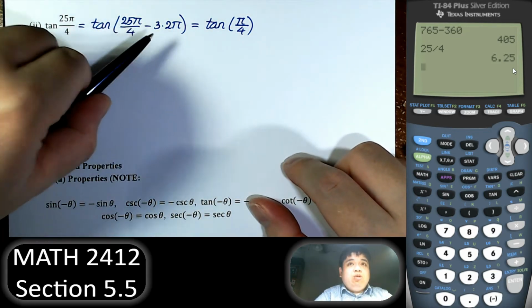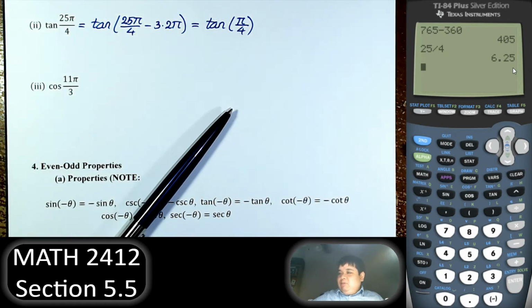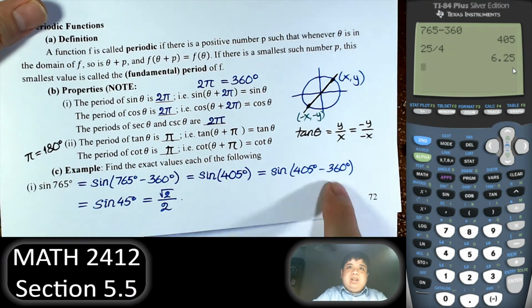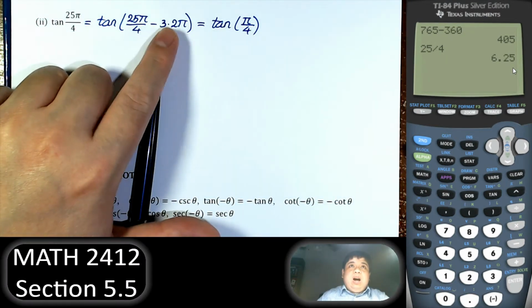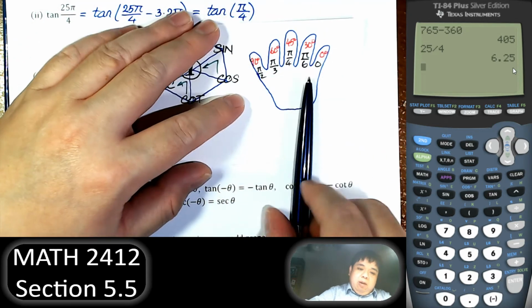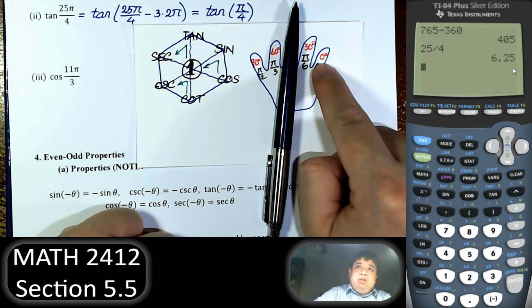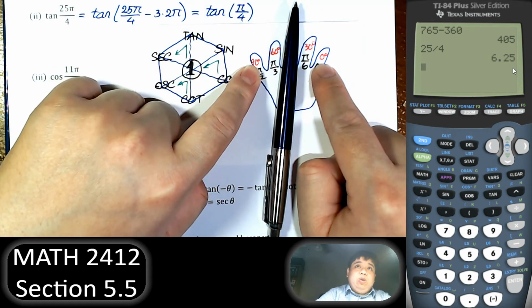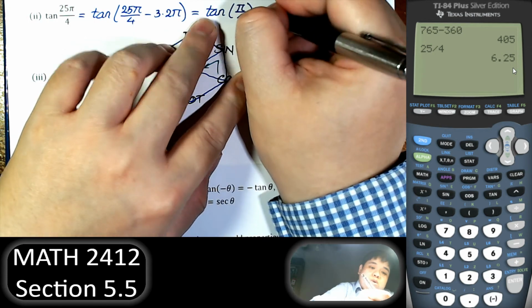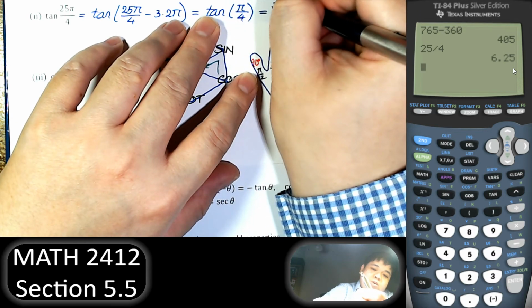Right? So we can subtract 2 pi, but rather than doing this many times, we just say subtract 3 times 2 pi. And tangent of pi over 4, tangent will be square root of the number of fingers on the right divided by square root of the number of fingers on the left. So we have 2 over square root of 2, which is 1.